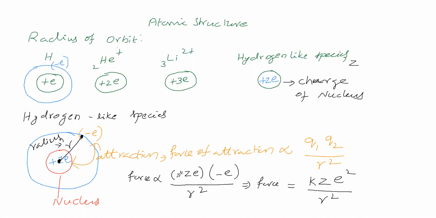Here plus charge, here minus charge. Let us multiply plus and minus, so we will get a minus sign. So it is called a force. What is this force? Attraction between nucleus and electron. What is that force? That force of attraction is minus K Z e square by R square. Okay.